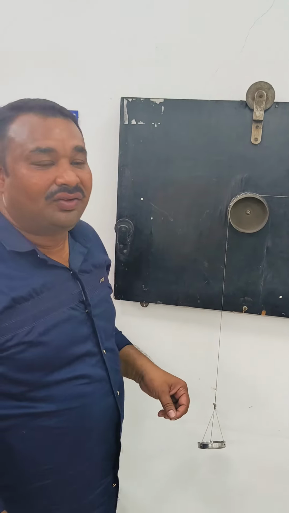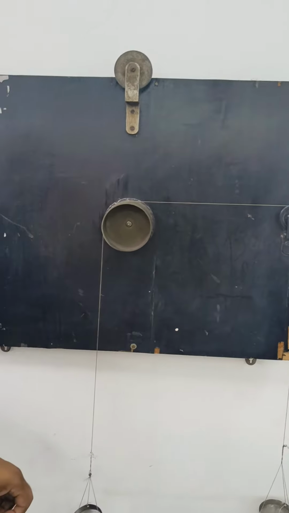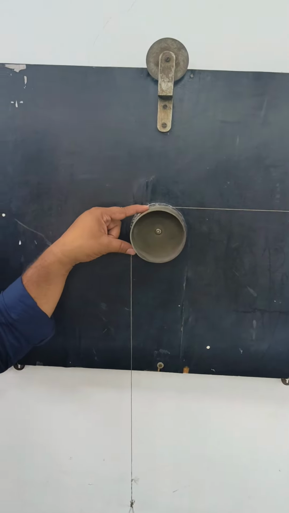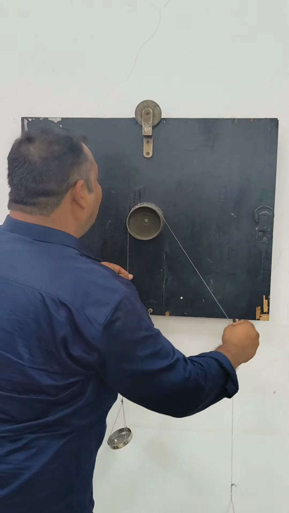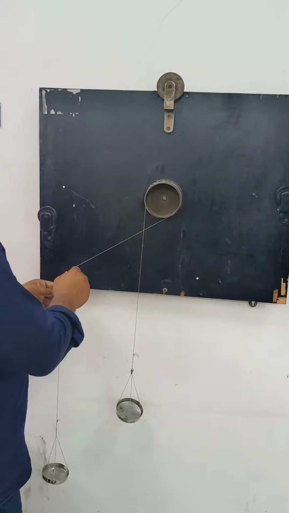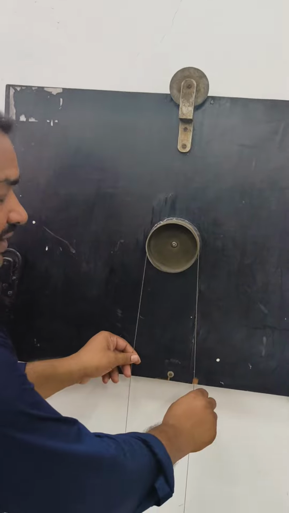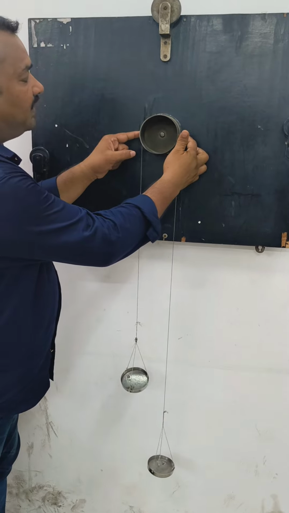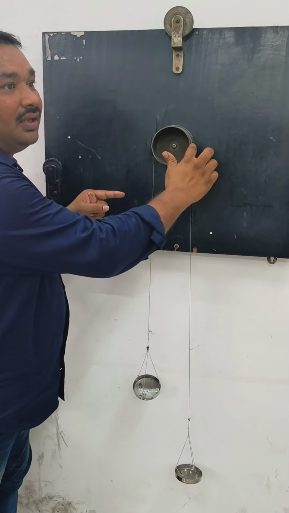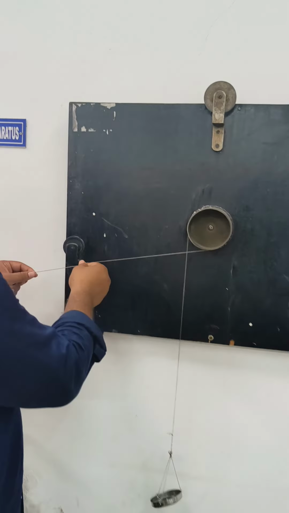Another area of contact: as we are showing the area of contacts, it means the angle of lap. As we have shown 90 degrees, now we are showing how to make 180 degrees. After 90 degrees, 180 degrees. So this contact surface is half of this cylinder. And what about 270 degrees?